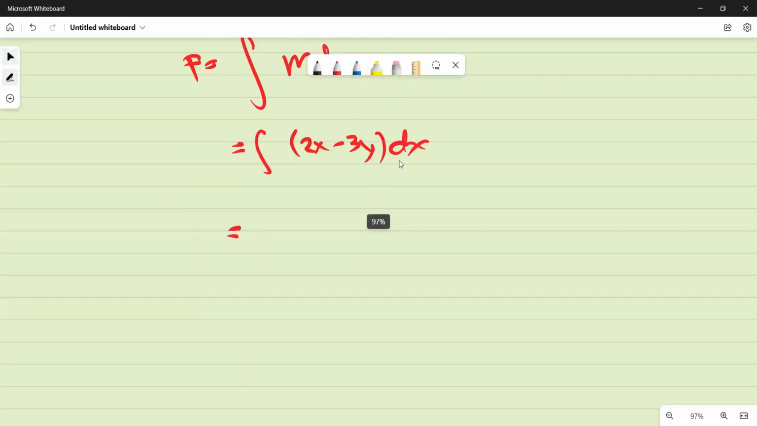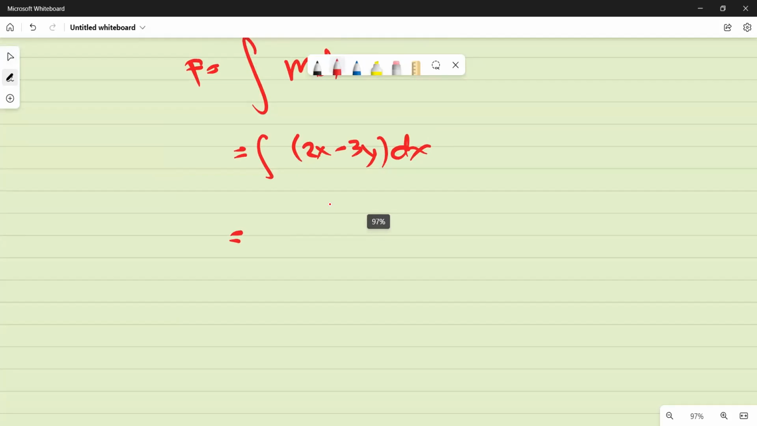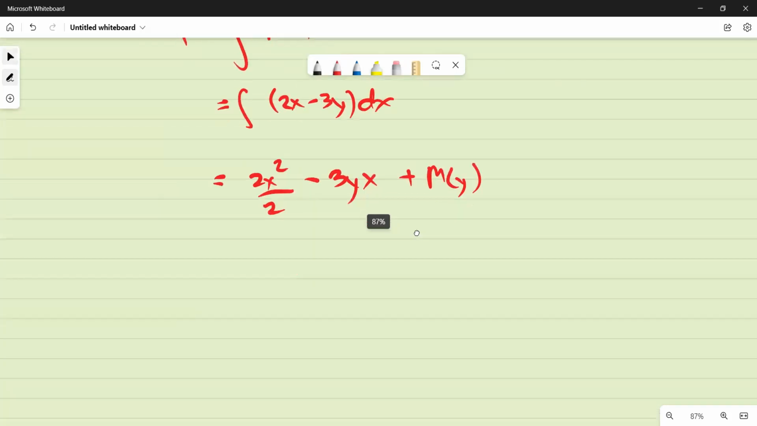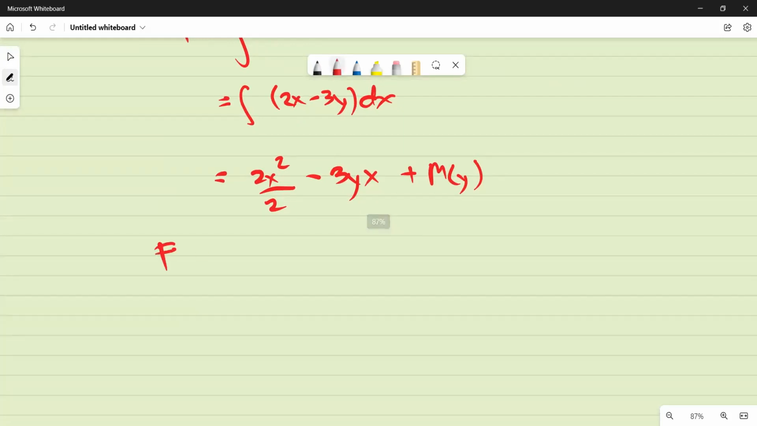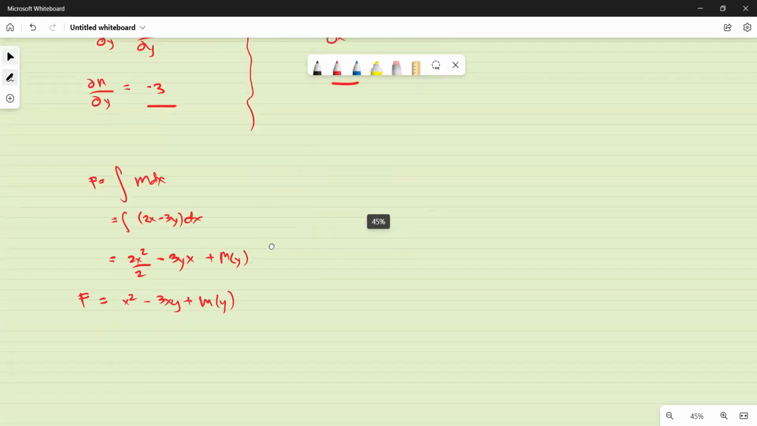So ano to? Since with respect sa x, lahat ng y constant. So that is 2x squared over 2 minus 3y, constant yan, and magdagdag tayo ng x. Plus, don't forget your m of y, yung constant with respect to y. Further simplification, magiging x squared minus 3xy plus m of y. Okay? How about the other one?